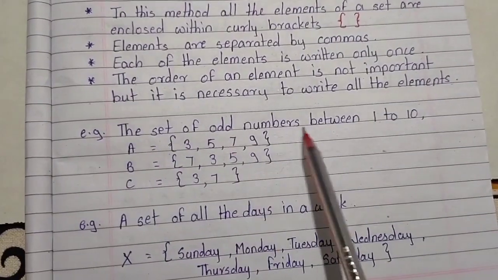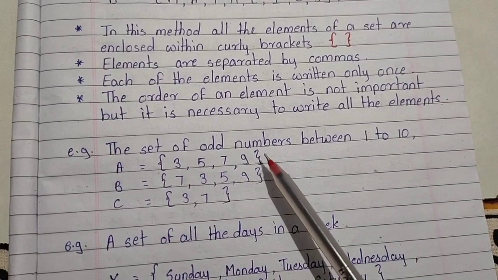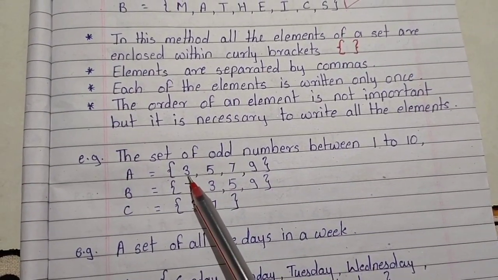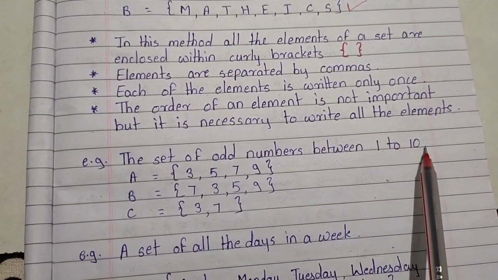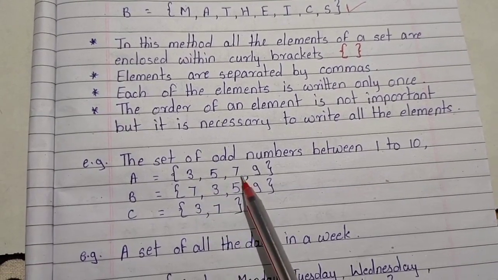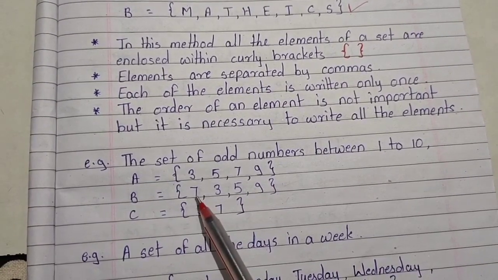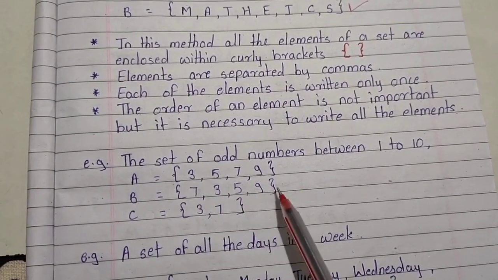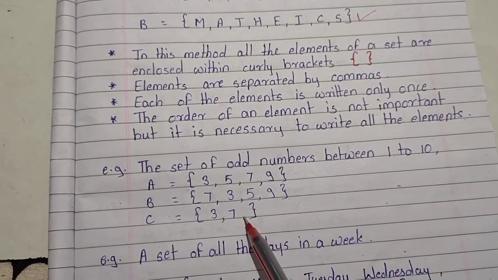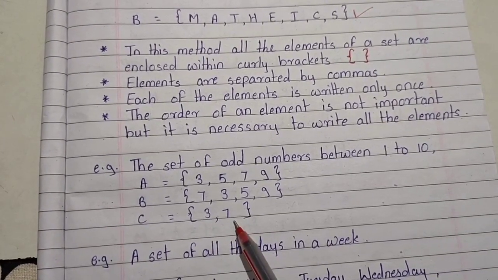the set of odd numbers between 1 to 10. So we can write a set in this order. Odd numbers we have to write over here, which come between 1 to 10. So which are the odd numbers? 3, 5, 7, 9. Set B is 7, 3, 5, 9. And set C, this also has odd numbers, but they have not included all the elements. Only 3 and 7 are mentioned here.